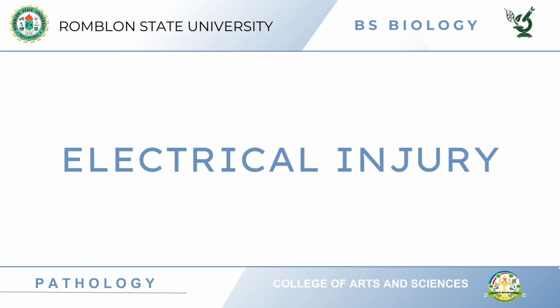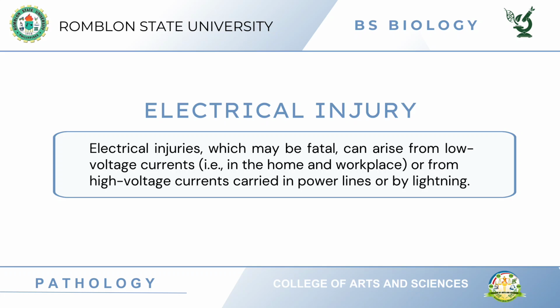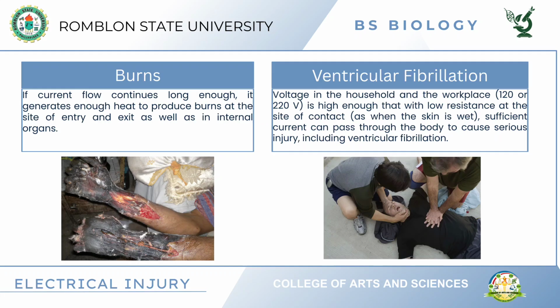So electrical injury, of course, it is fatal and can arise from low voltage currents or from high voltage currents carried in power lines or by lightning. So it has two types, the burns and ventricular fibrillation. So for burns, it happens when the electricity flows through our body for too long. And the electric current creates heat. So, it causes burns on the skin where the electricity enters and exits the body. It can also damage the internal organs along the path the electricity takes inside the body.